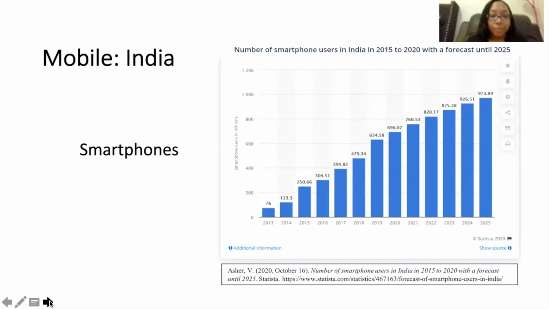As far as smartphones, as of 2020, there's 696 billion smartphone users in India, but by 2025, they predict that there will be around 973 million people who are using smartphones.